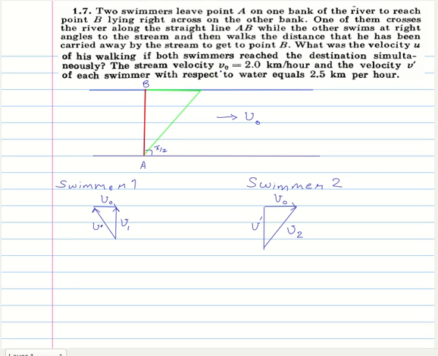The stream velocity v naught is equal to 2 kilometers per hour, and the velocity v dash of each swimmer with respect to water equals 2.5 kilometers per hour. So let us examine this figure here. This is our stream, and let us say that the width of the stream is s.